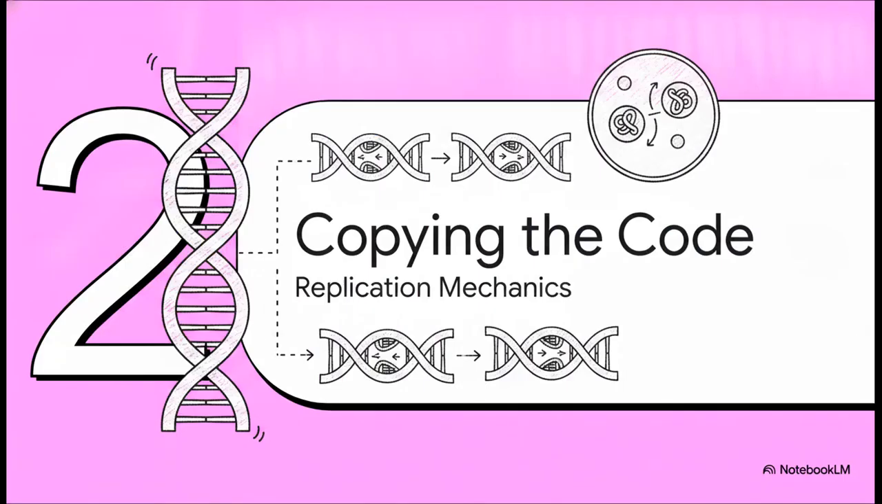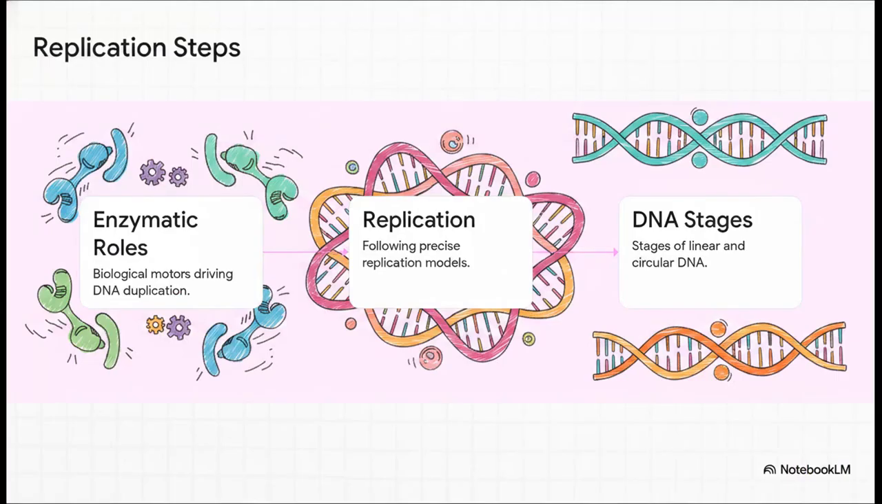Moving right along to Section 2, Copying the Code, Replication Mechanics. So how does this software flawlessly duplicate itself? This dynamic mechanism of DNA replication can actually be broken down step by step, and it's all executed by specialized cellular machinery. First up, you need specific enzymatic roles, basically proteins acting as tiny biological motors to drive the whole thing.